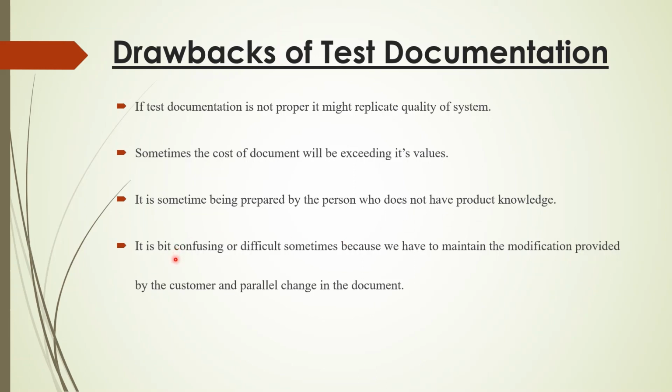It might sometimes be confusing for the persons who have prepared the test document, because updates to the software come, or modifications are made by the developers following the guidelines provided by the customer. Then parallel changes are required in the test document as well. If the changes do not come into the test documentation, it might create hurdles for the testers. So to remove these drawbacks, proper test documentation is required. Communication between the different managers, team leads, and the test engineers is required while preparing the test document.